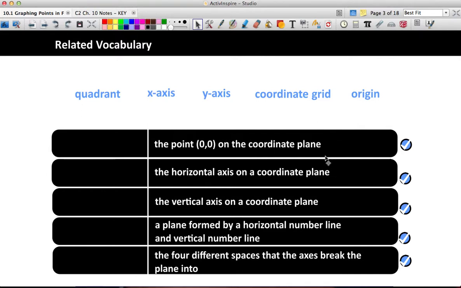Alright, the point 0, 0 on the coordinate plane. The point 0, 0 on the coordinate plane is known as the origin. This is where everything starts. That's why it is called the origin.